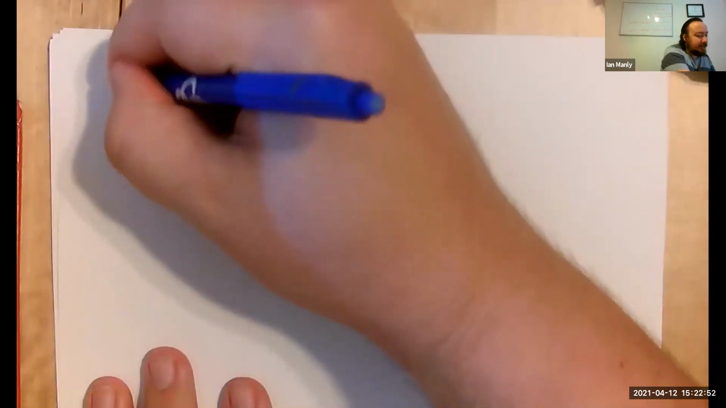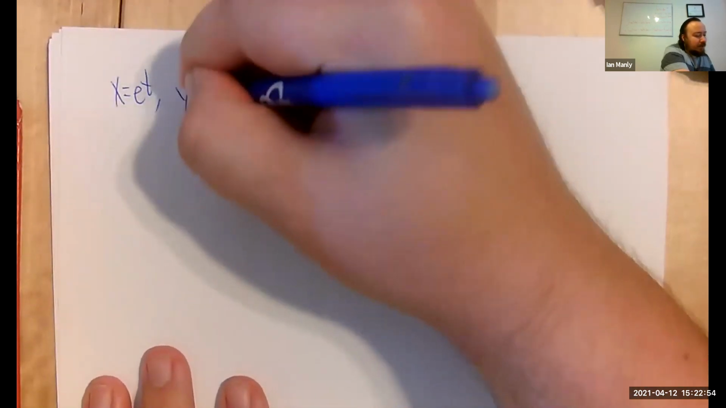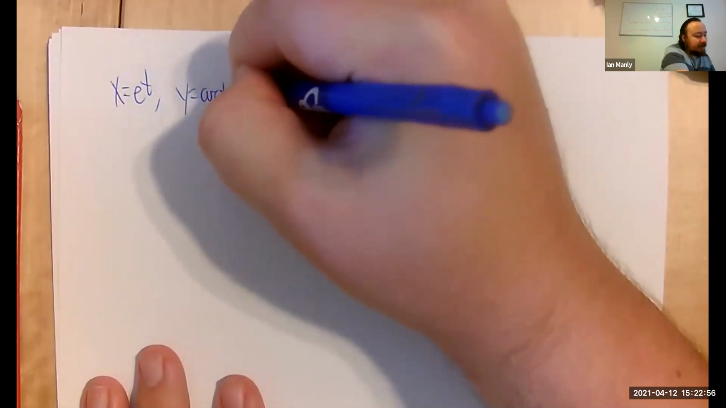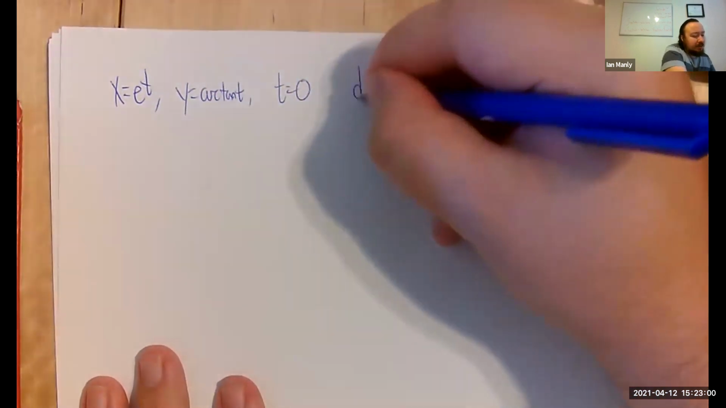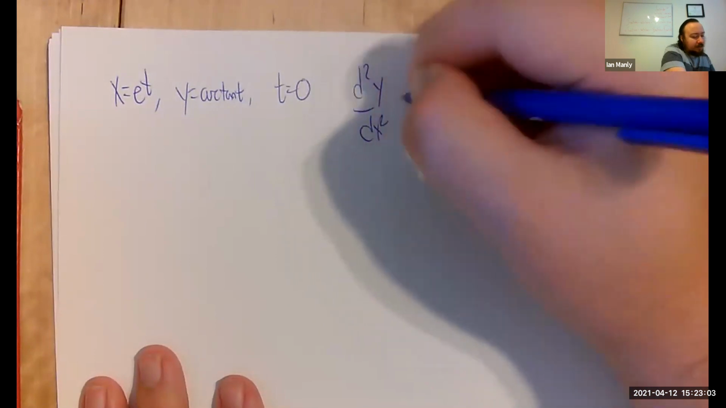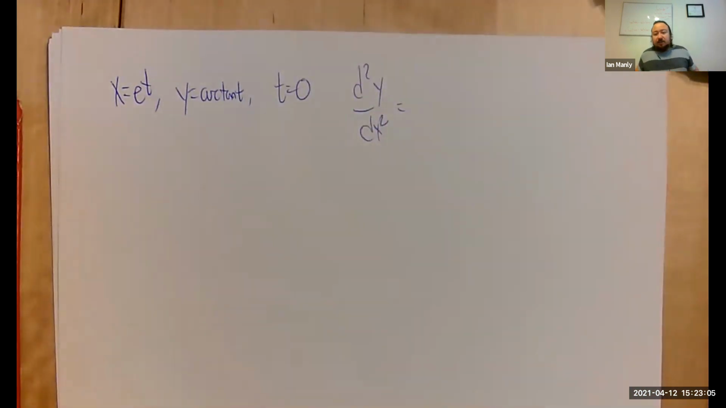All right, so we said x was e to the t, y is arctan of t, and then t is 0. We want to find d squared y dx squared. Okay, so the thing here is that this is actually not going to be a formula you'll be provided on your sheet. So we need to remember this somehow. And remember that the way I said to remember it was that it's going to be a quotient rule, except that the bottom's cubed and not squared.